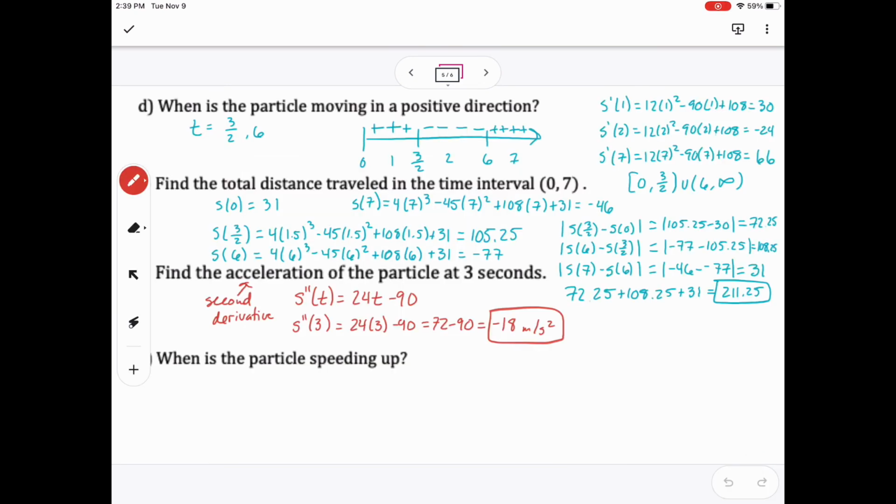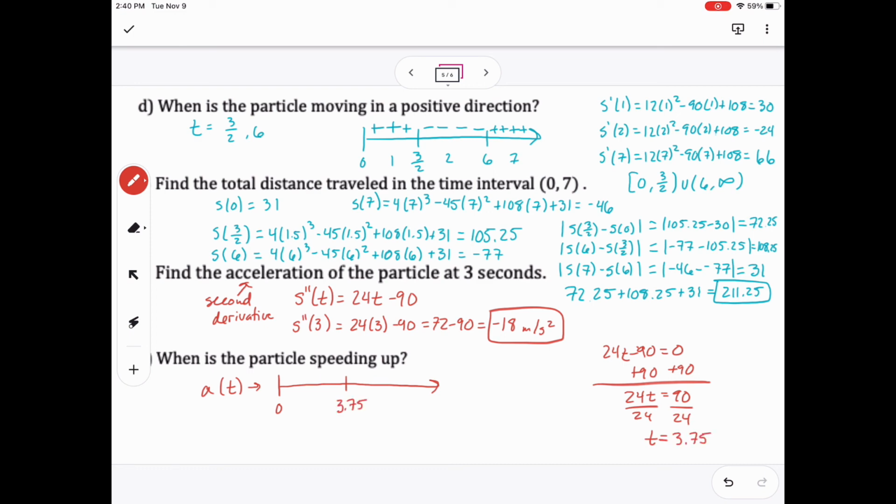So if I want to find when my particle is speeding up, I first need to take my acceleration function, and figure out when it changes from accelerating faster to slower. So I need to figure out when it's equal to 0 as well. So dividing both sides by 24 gets me the value of 3.75. So that is a critical point. So now I want to figure out what happens in between. Well, I already found 3 to be -18, so I know that that's negative. Now I just need to pick one on the other side of 3.75, which would be 4, and that's 6. So that means it's positive.